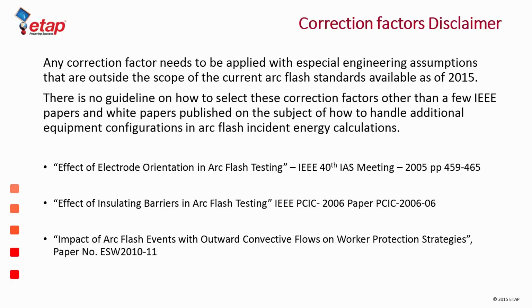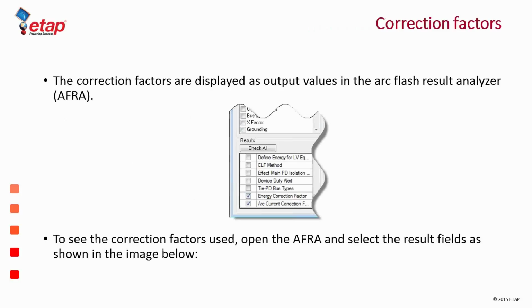So the bullet points that you see right here are basically a few IEEE papers and white papers published on the subject on how to handle additional equipment configurations in Arc Flash incident energy equations. So again, these correction factors are to be used, and your own engineering judgment should be applied to this. ETAP is simply just providing the tool.